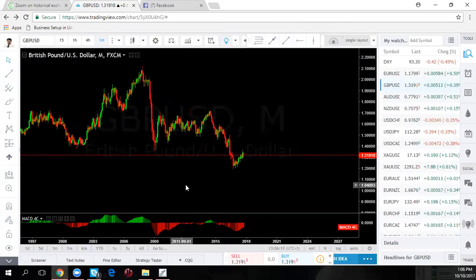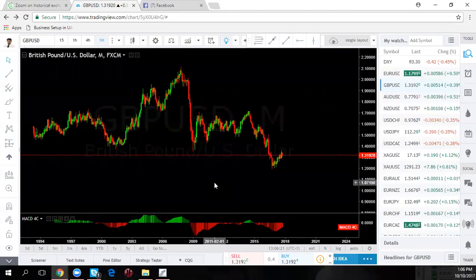If we're looking at a monthly chart and you have to identify what you're looking for, you have an impulse, you have your first wave up, right? That's the first impulse up.